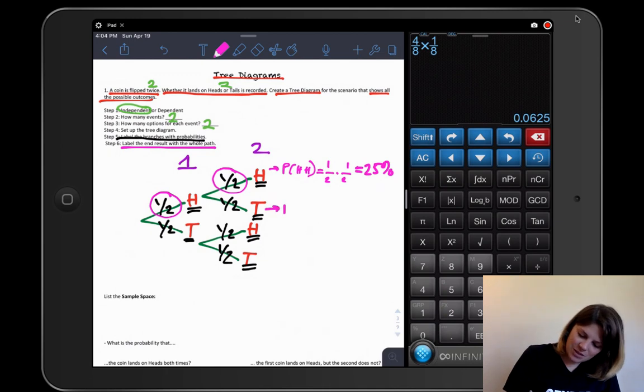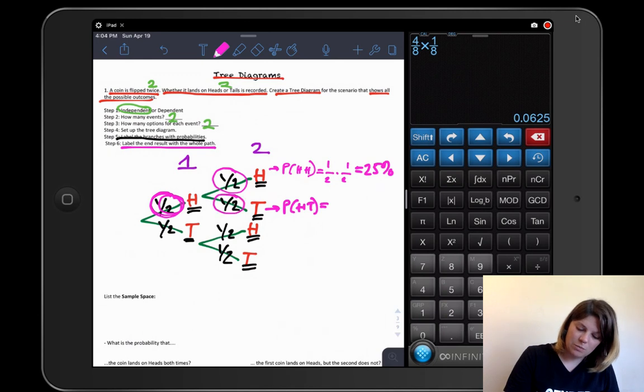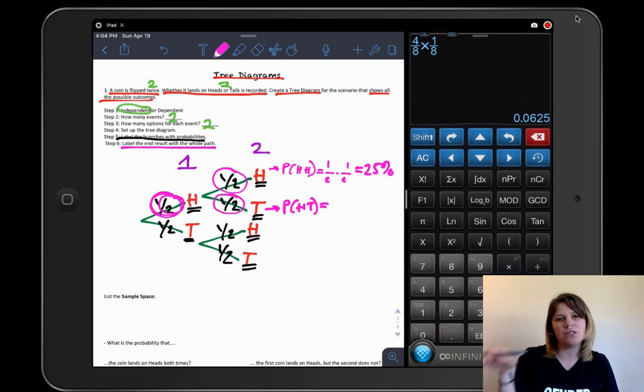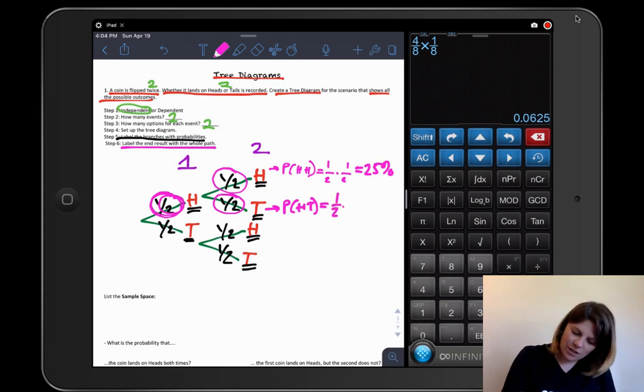Now, this next one is the probability that you get heads first and then tails second. This is the exact same scenario, except you're doing 1/2 from this first fraction times 1/2 from the second fraction, because you took a turn. You didn't go H, H, you went H to T. So you have 1/2 times 1/2 equals 25%.